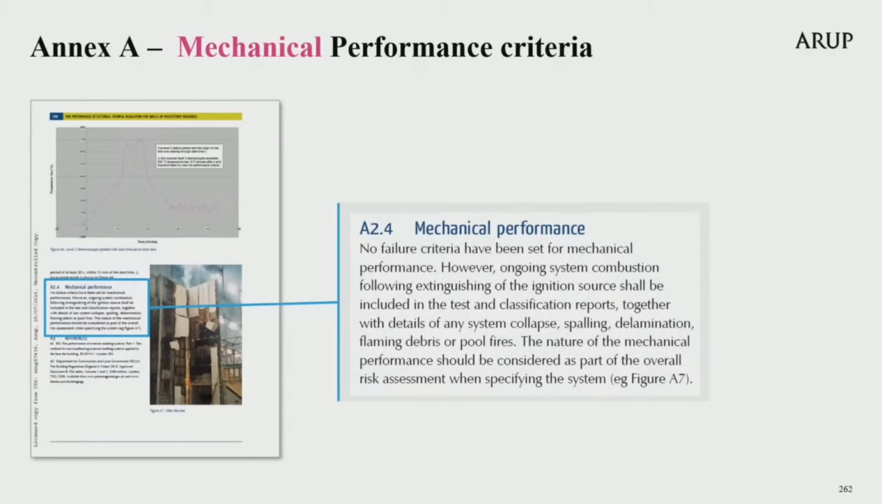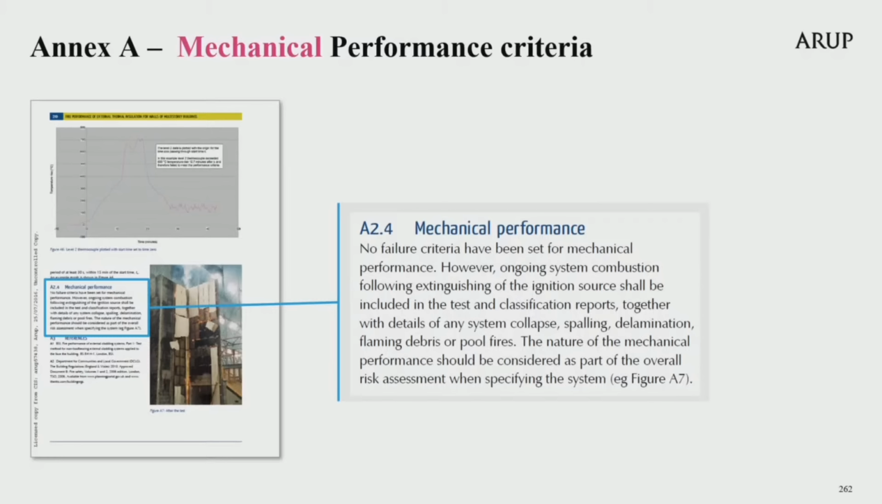But back to the third performance criterion in the BRE classification method, which is mechanical performance. No failure criteria are set in BR 135 Annex A for mechanical performance when considering test data from Part 1. Reading from the extract shown on the screen, no failure criteria have been set for mechanical performance.